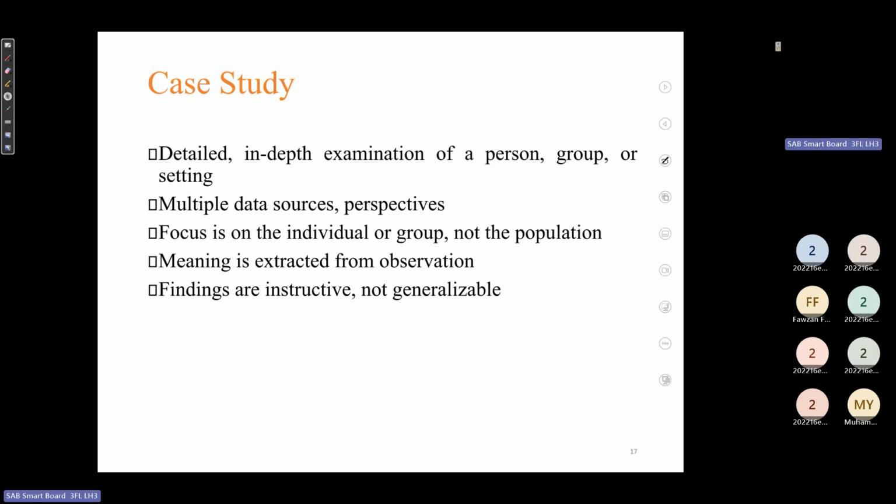So case study is a detailed, in-depth examination. Please underline that. That's the key of case study, the main feature of case study. You take an in-depth examination and you take multiple data sources and perspectives related to that case. I might interview JGauge people, I might look at their documents, I can ask what the stakeholders think about their organization. Like that. So that's for case study.